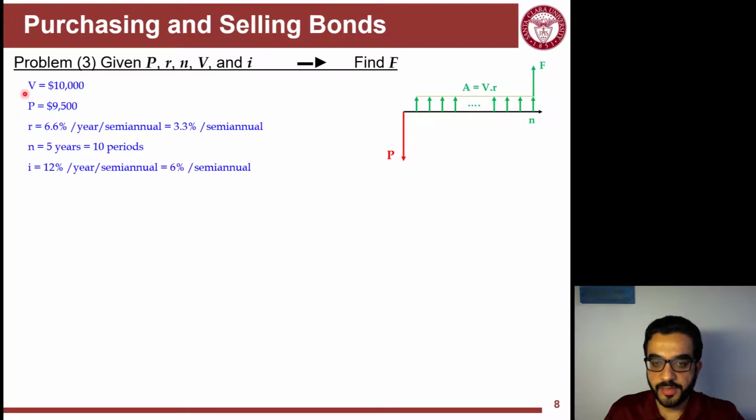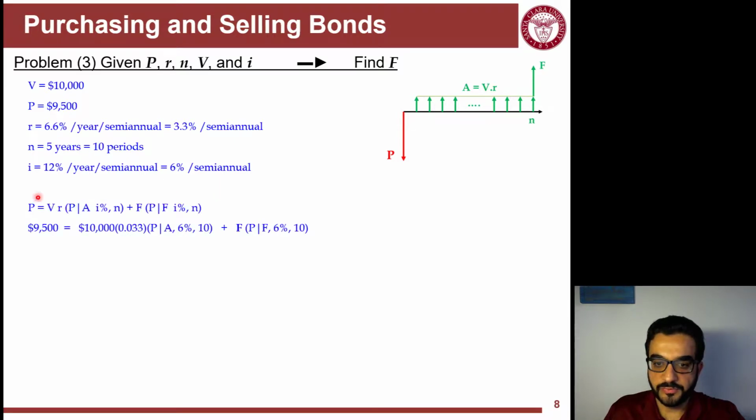So to summarize all of that, my face value is 10,000. I bought it for 9,500. My coupon rate is 6.6% per year compounded semi-annually, so that translates per period now to be 3.3%. I have 10 periods in my cash flow, and my time value of money is 6% per period, or per semi-annual.